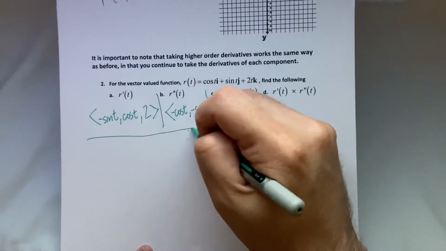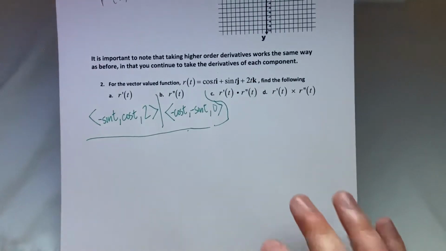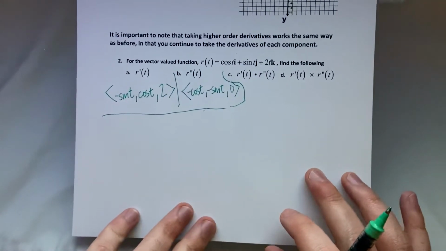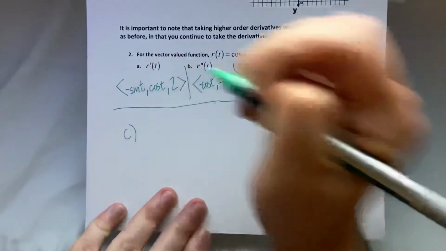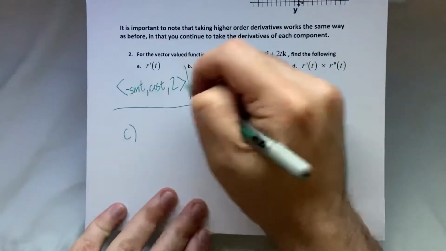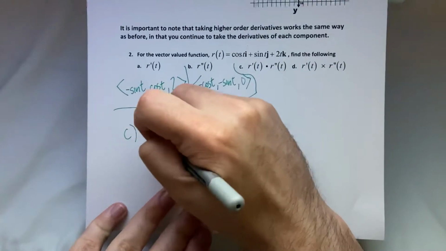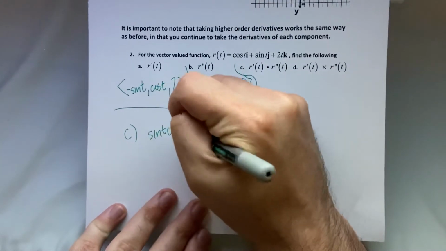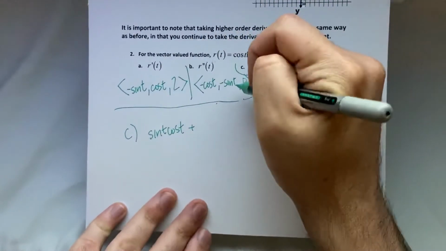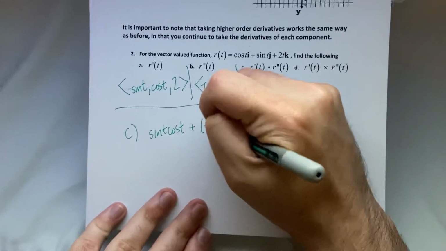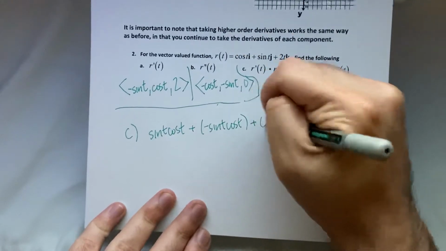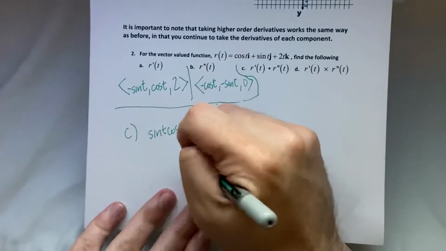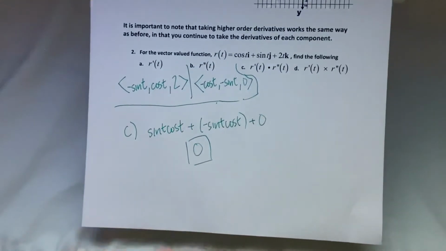Now I'm going to bring c and d down. Okay, now it wants the dot product of these two things. Negative sine times negative cosine becomes positive sine t cosine t. Cosine times negative sine becomes negative sine t cosine t. 2 times 0 is 0. Well, these two will cancel out, so this whole thing is 0.